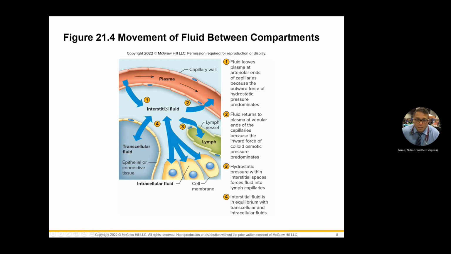Next. This is a lovely picture because it lays out several concepts. For example, the concept of going in and out of your capillary walls is definitely due to osmotic pressure. So for example, if there's way too much sodium, and I think I figured out how to use the pen.